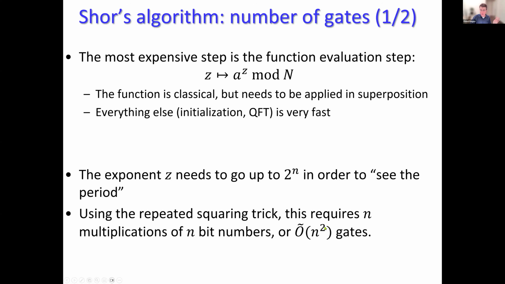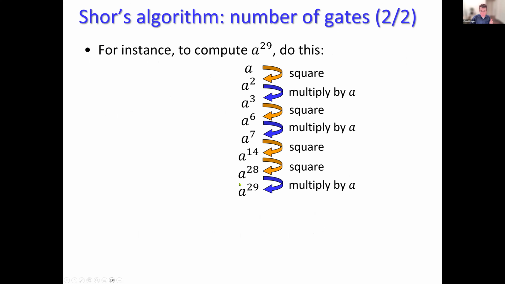And that's it. That is Shor's algorithm, number of gates. Let me just show you what repeated squaring does. You've seen this, but it's good to see it again because I have to modify it a bit.